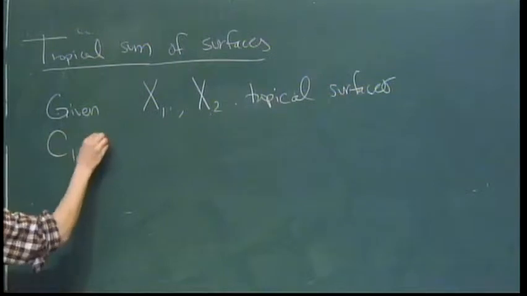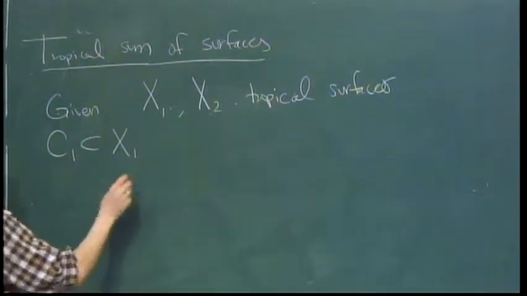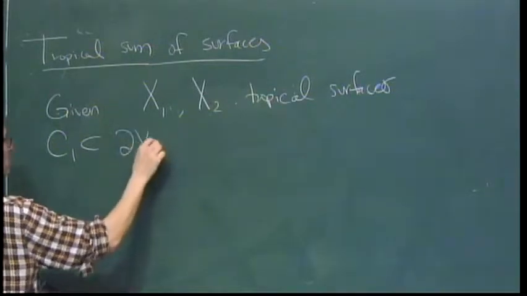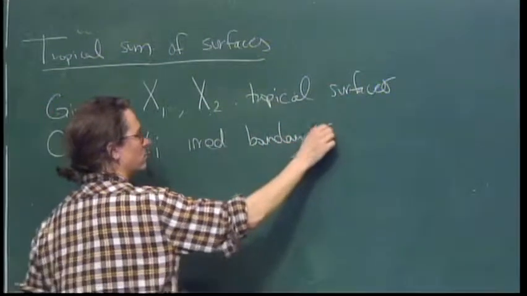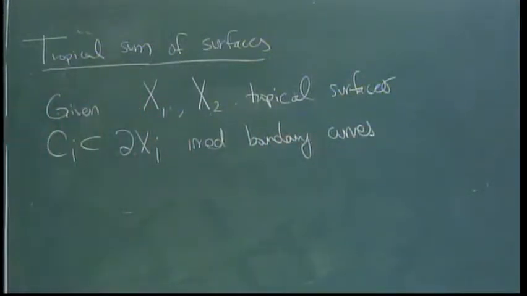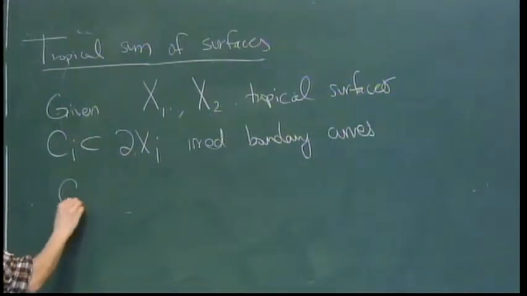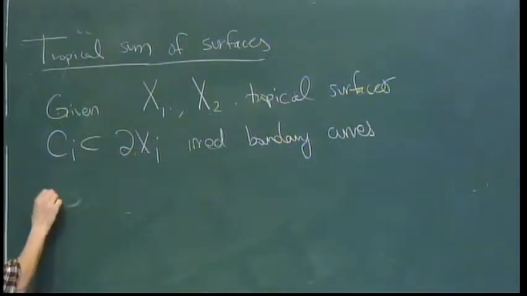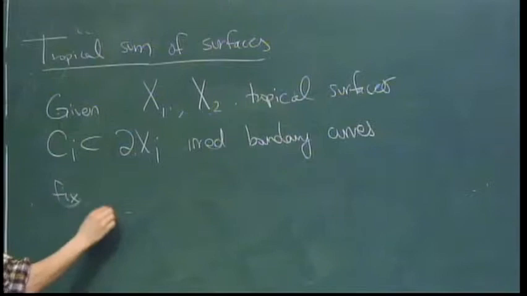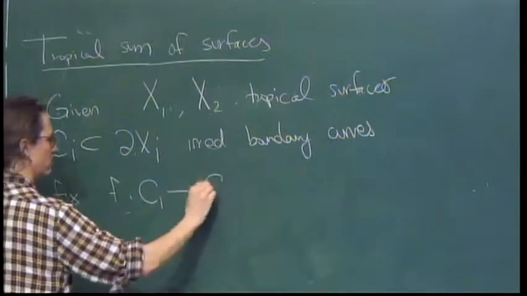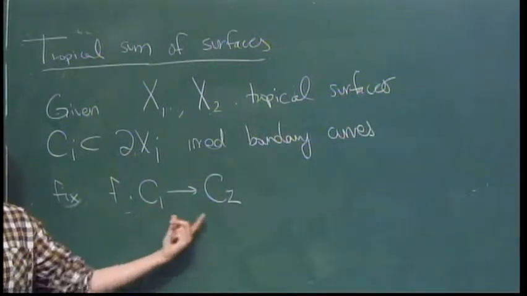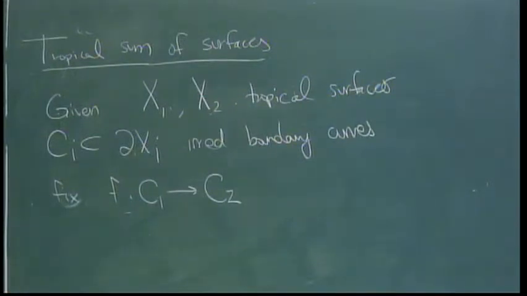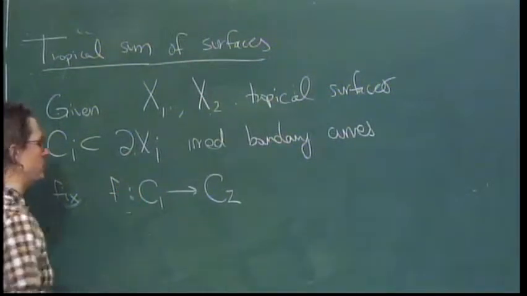And I want some irreducible boundary curves. So maybe let's write it like this. And I want these two curves to be isomorphic. And I want to fix some map between them. So I want this to be a tropical isomorphism. It should just be an isometry of metric graphs. So it's the same underlying graph, and I have the same way of identifying the two graphs.